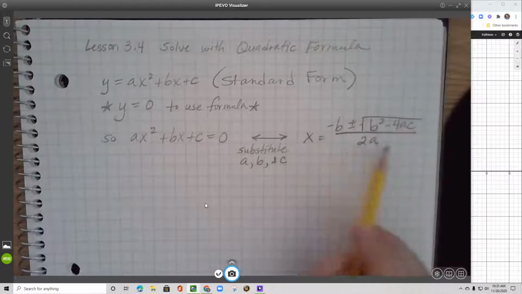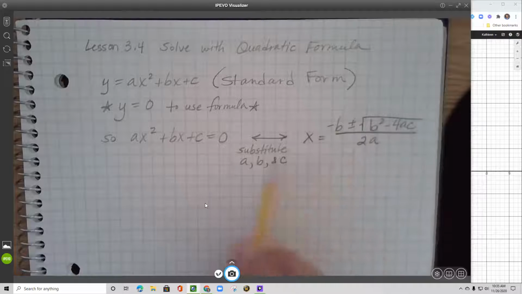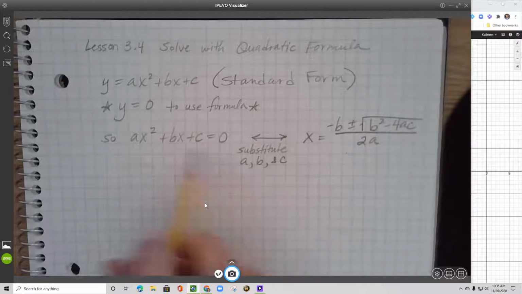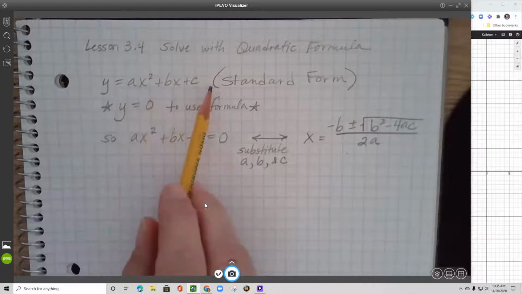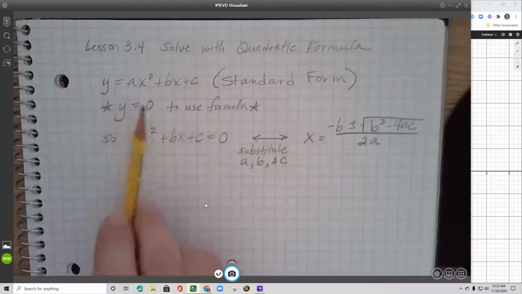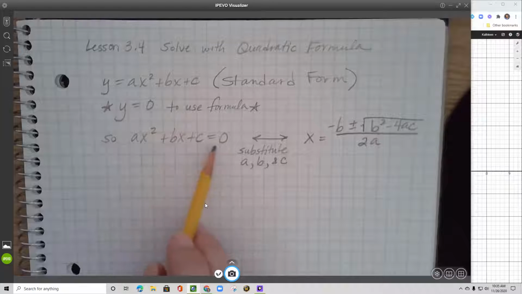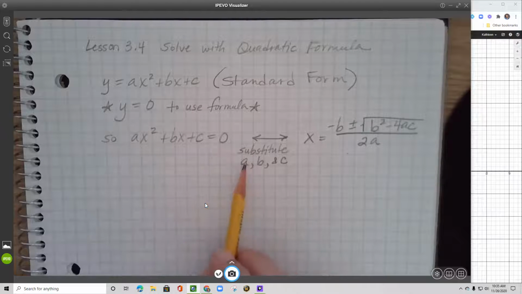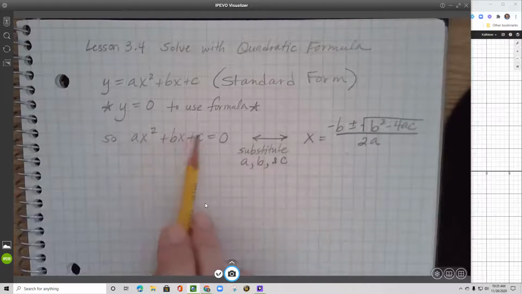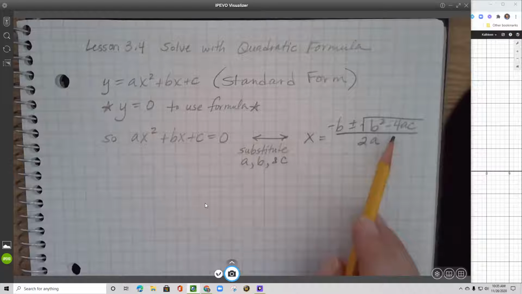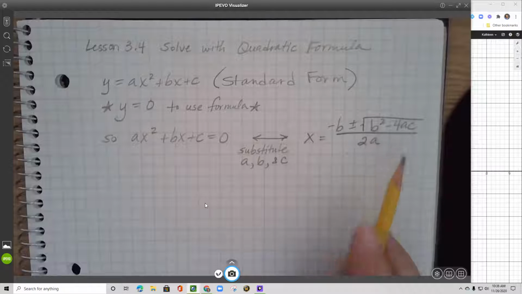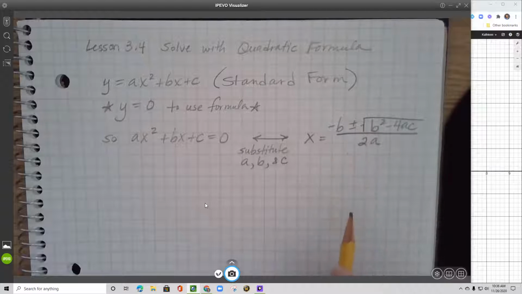To use this formula, I have to substitute a, b, and c from a standard form quadratic equation, where y is equal to 0. So first I have to have an equation that looks like this. Then I get my a, b, and c from here and substitute into the quadratic formula.